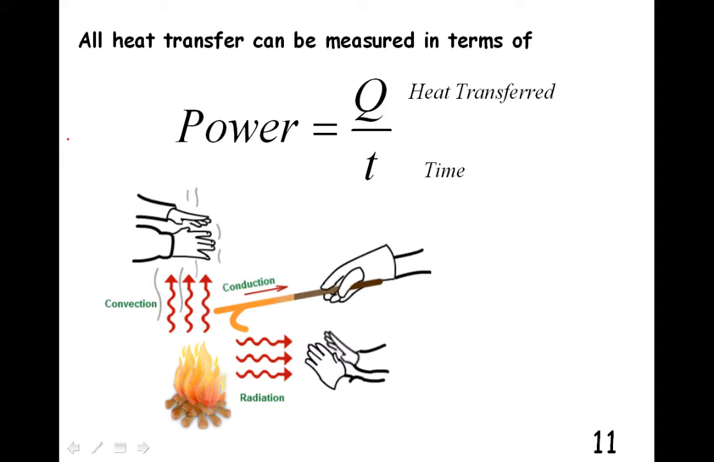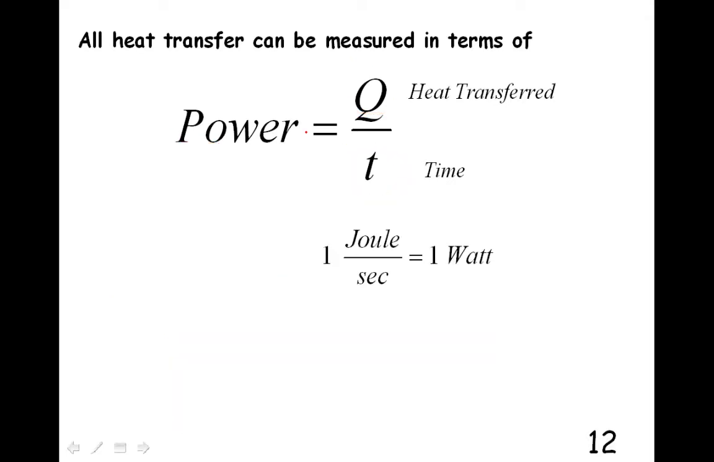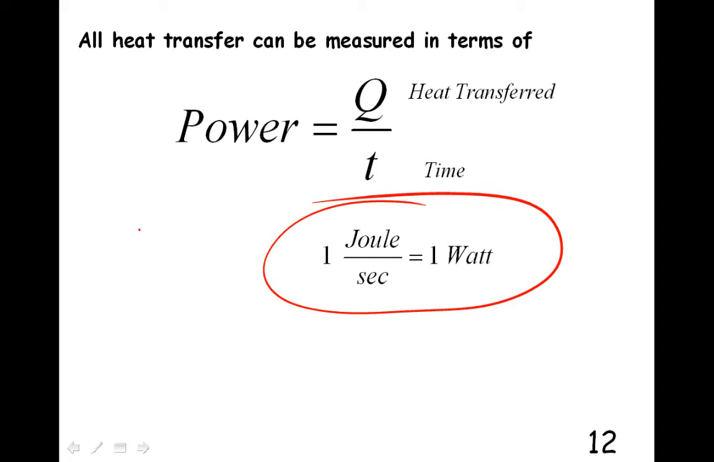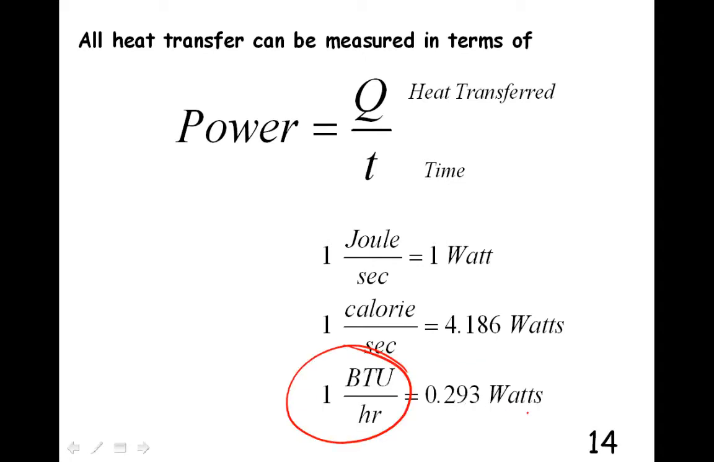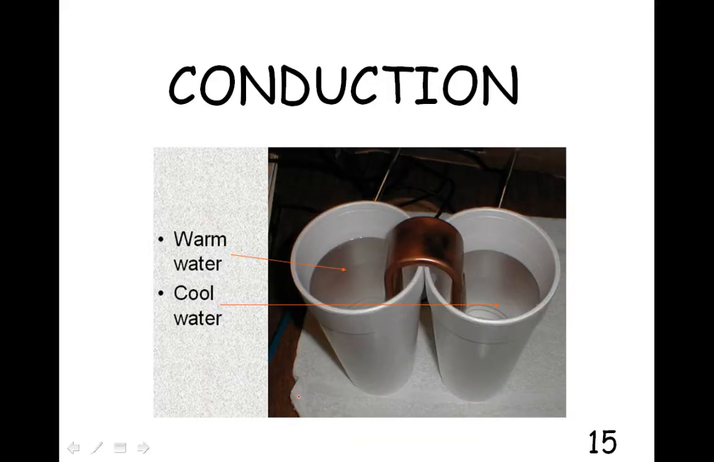Heat transfer is measured in terms of power, which is the heat transfer divided by the time. That is usually reported in watts, or 1 joule per second. Could be a calorie per second, which is 4.186 joules per second, or watts. Or a BTU per hour is often used, which is 0.293 watts.